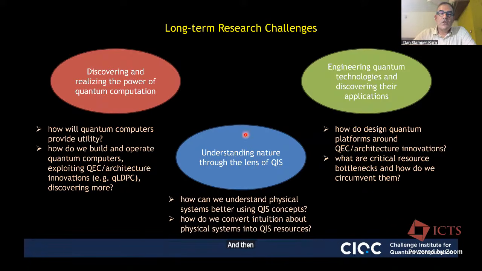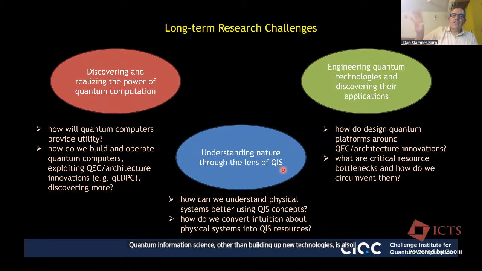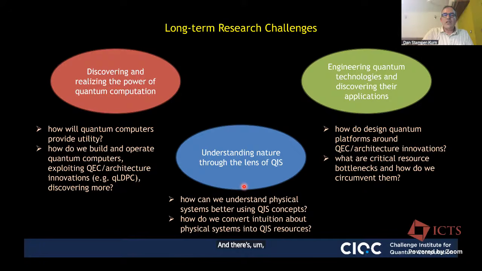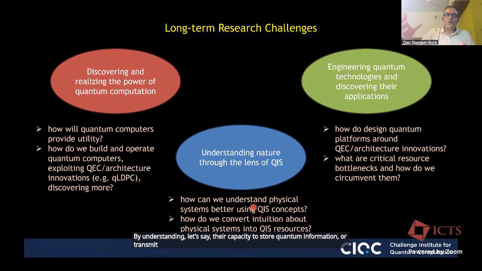And then last, we're really interested in science. There are a lot of ways in which quantum information science, other than building up new technologies, is also giving us some really new perspectives on nature. And there are a lot of ways in which we understand physical systems differently now by understanding, let's say, their capacity to store quantum information or transmit quantum information from one place to the other.